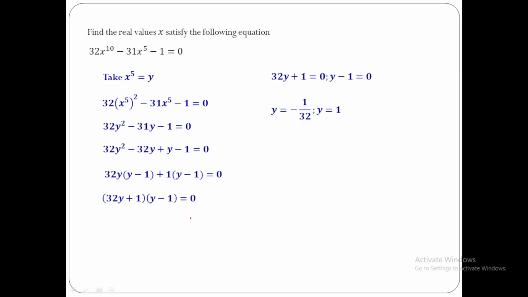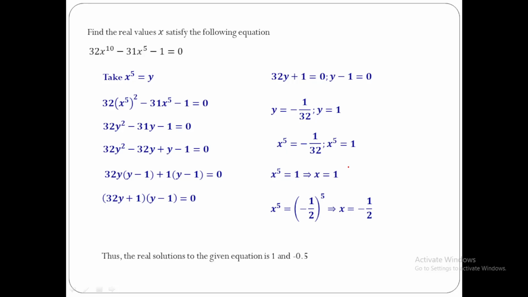We get y equal to minus 1 by 32 and y equal to 1. Minus 1 by 32 can be written as minus 1 by 2 whole power 5. So x power 5 equals minus 1 by 2 whole power 5, giving x equal to minus 1 by 2, and x power 5 equal to 1 gives x equal to 1. So the real solutions of this equation are 1 and negative 0.5. Shall we go to the next question?